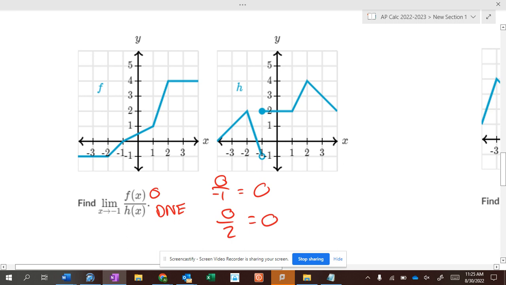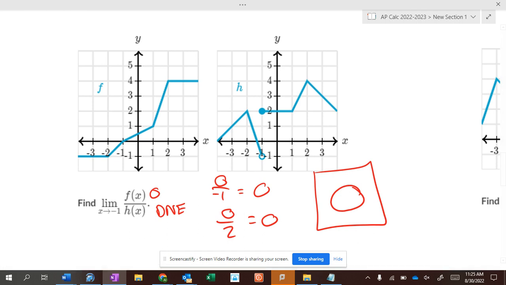Since from the left it approaches 0, and from the right it approaches 0, the limit approaches 0. Crazy, isn't it? So as we approach from the left on both of them, we get 0 over 1. As we approach from the right on both of them, we get 0 over 2, which is 0 for both. They both approach 0, so it's 0.